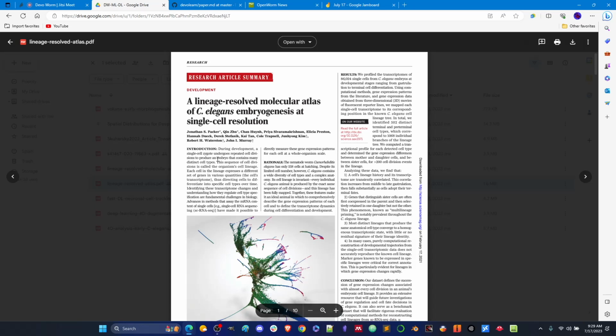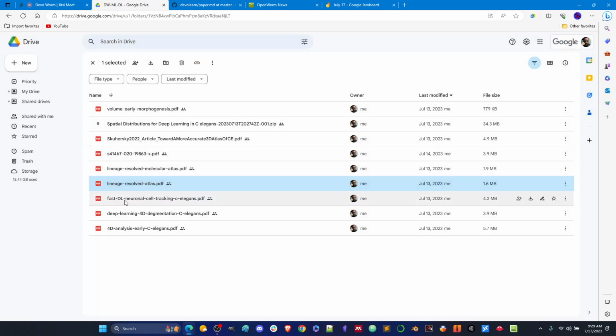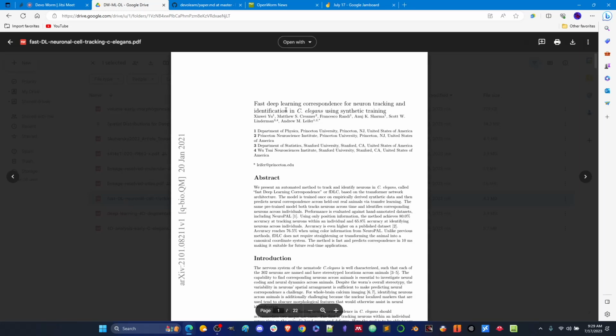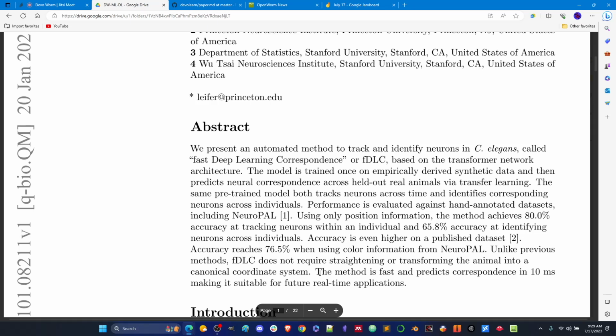This is just kind of a paper about this other paper. So this is kind of an article summary. There's fast deep learning correspondence for neuron tracking and identification using synthetic training. So this is some of the methods that they're using, fast deep learning correspondence, or FDLC. They're doing this in C. elegans. I think this is a technique they're working on. They're just using C. elegans because it's a simple system. But this is the kind of thing that, with a lot of the deep learning here, we're trying to improve upon some of the previous techniques.